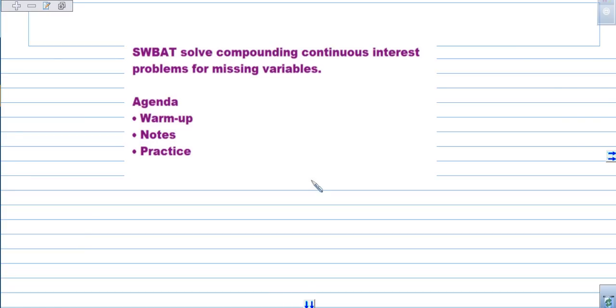So this is your objective for today. We're gonna talk about solving compounding continuous interest problems for the missing variable. We'll go through your notes and you'll get some practice. We're also going to practice some of the older things that we've done here. So if you need to pause to write this down, go for it.